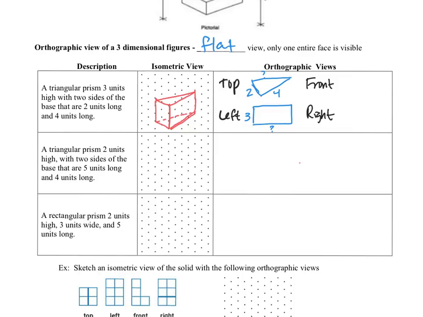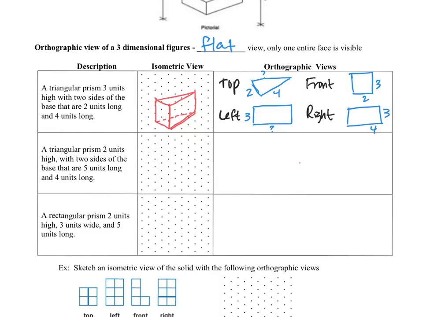And then the front view would be if you were standing over here looking straight on, you would see another rectangle that measures 2 by 3. So we'll draw that rectangle that measures 2 by 3. And then the right view would be if we could walk around here and look square onto this, we would see this rectangular face that measures 3 by 4. So let's draw that rectangle and label it 3 by 4.